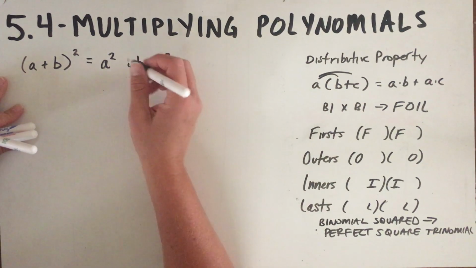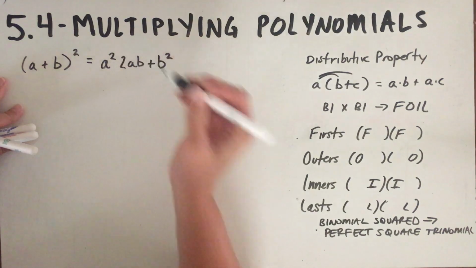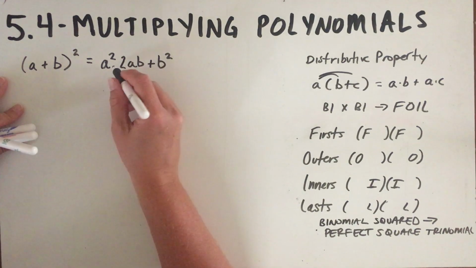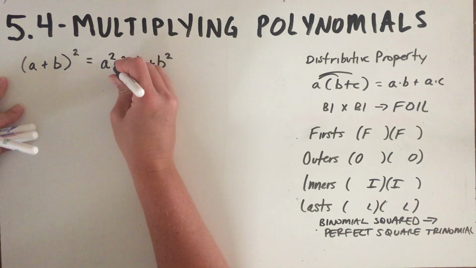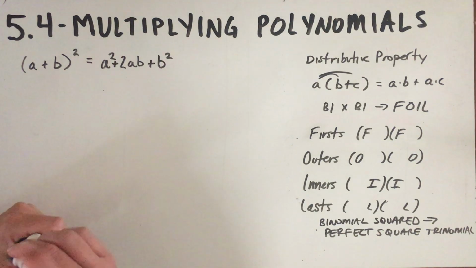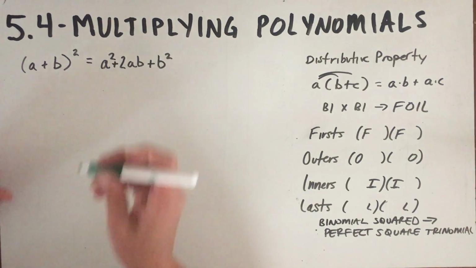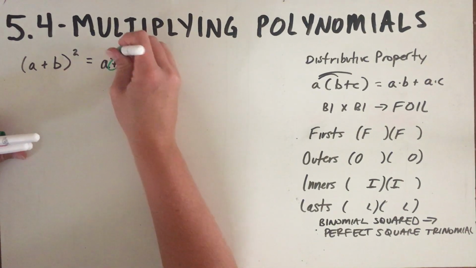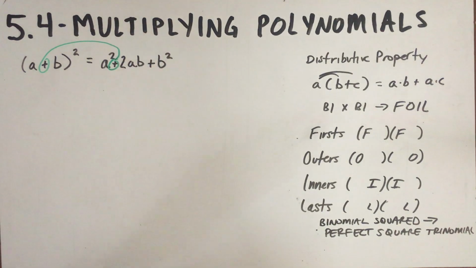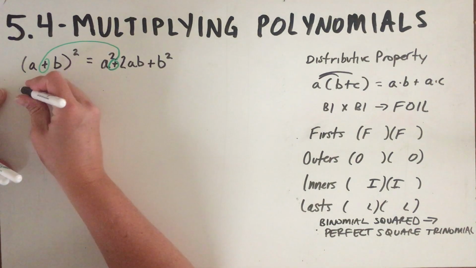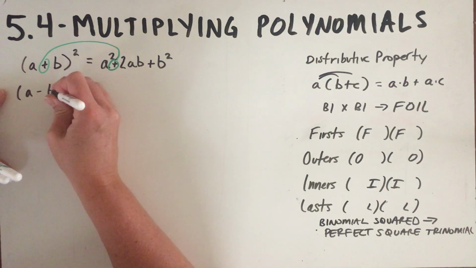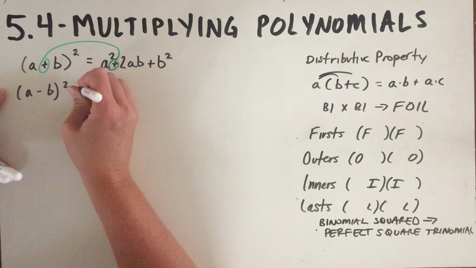But this middle term right here, I'm not just going to have one of them, I'm going to have two of them. And the sign that goes right here is going to match the sign. Okay, so this is the general or the generic form of a binomial squared. So that's if I have a positive here, but what if I have a negative? Well, let's say this one more time.